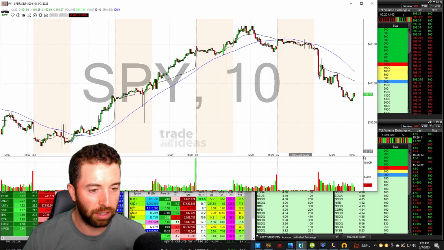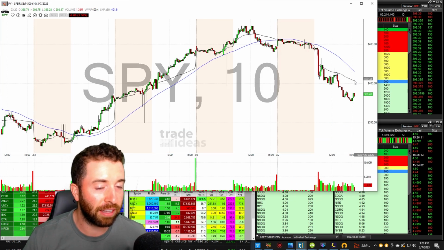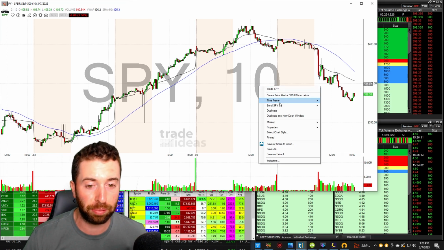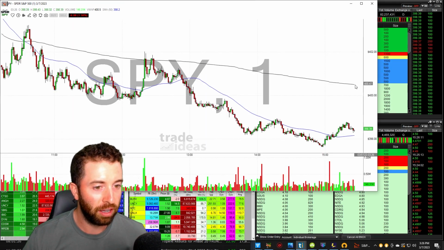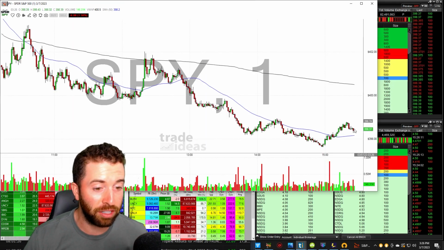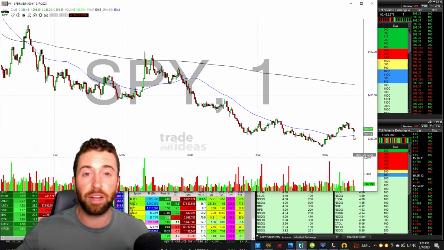Now let's go back to a 10 minute chart. Whoa, whoa, whoa. Hey, VWAP is exactly the same. 50-day moving average is somewhere completely different. Let's go to a 1 minute chart. VWAP is exactly the same, 450. 50-day moving average is somewhere completely different.